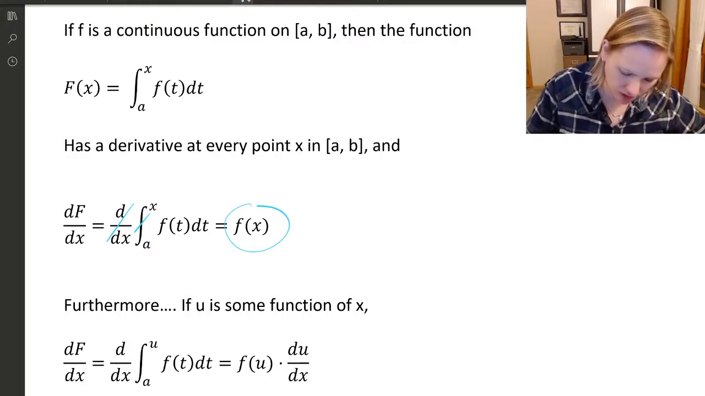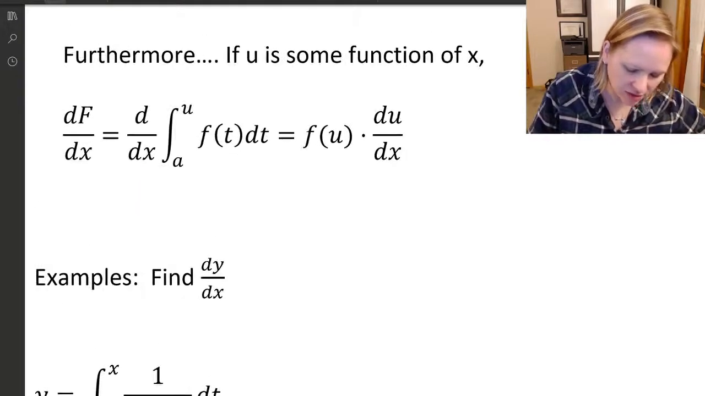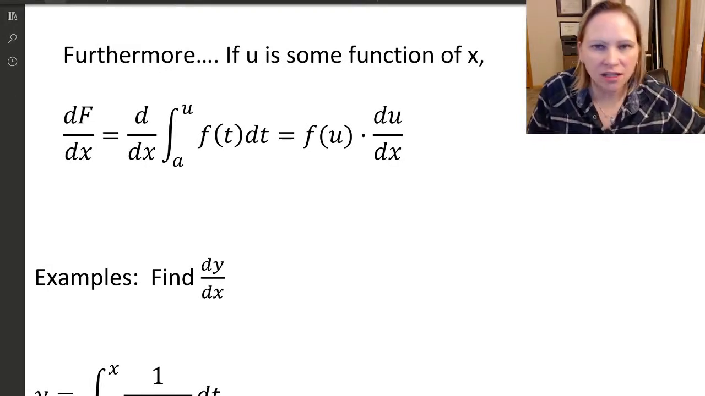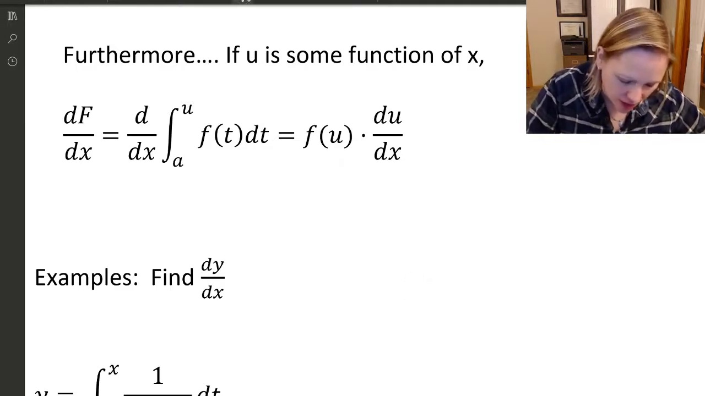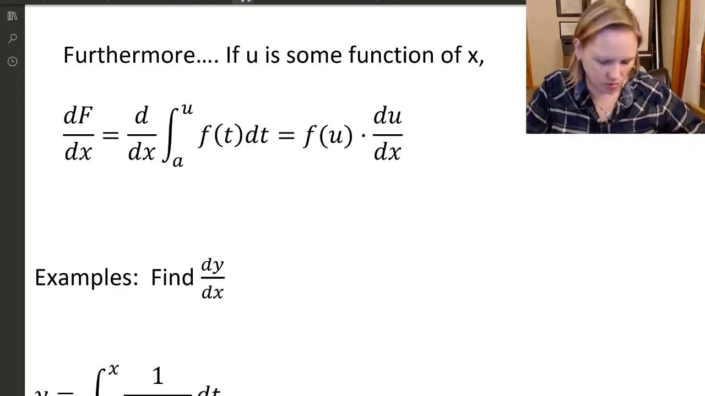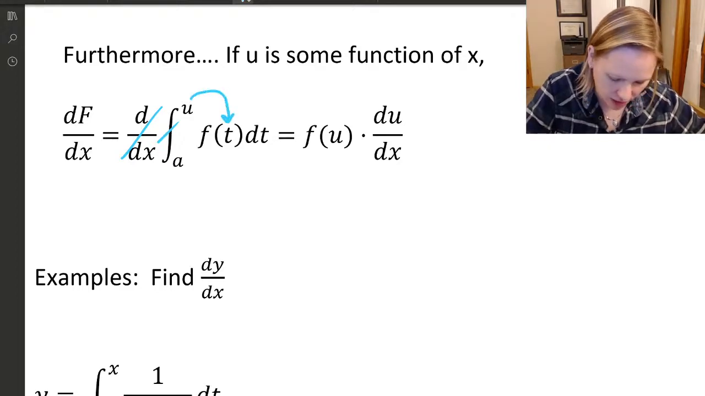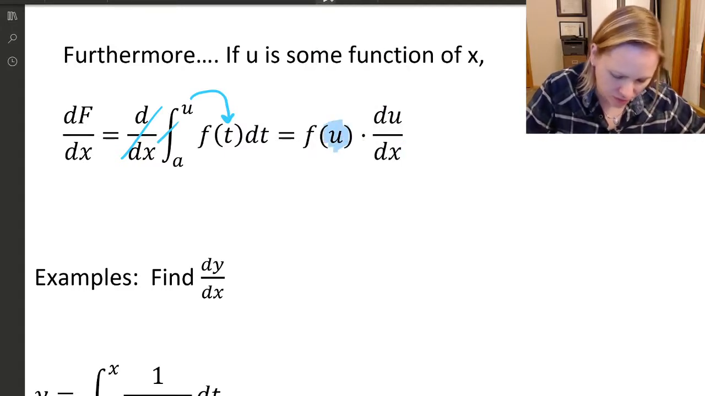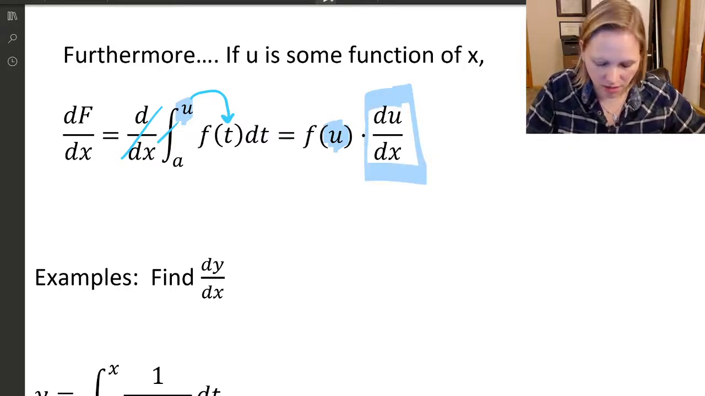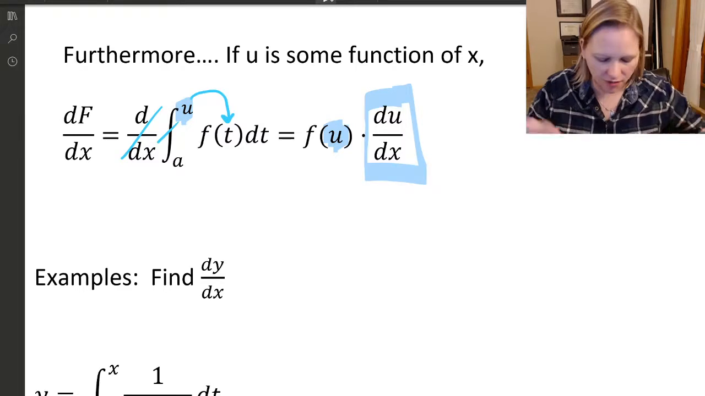The only tricky part is this, and here's what I was getting at with my introduction. Suppose that instead of having just an x there, and this is really what we should be writing down, if u is some function of x, okay, we've done this before with our chain rule, then when we do this derivative, the derivative and the integral kill each other. We put u in, so that's what's happening here. But then whatever u is, we have to multiply by its derivative, du dx. So in the same way that we have du dx on all of our derivatives from Unit 3, we have to use it here as well.